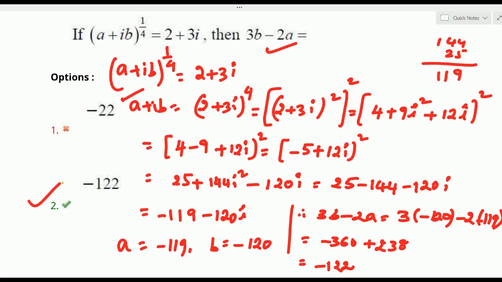So it's easy. What do I do? a plus ib whole power 1 by 4, bring the power 4 to the right side. Apply (a plus b) whole square once, and again (a plus b) whole square. The i square value is minus 1, as we know. Compare the real and imaginary parts. We can find out the a and b values. Then we can collect our required result 3b minus 2a. Is it clear? Now look forward to the next question.